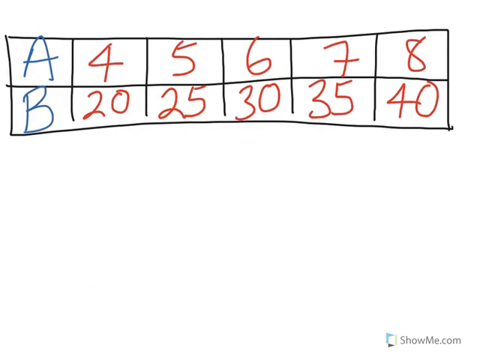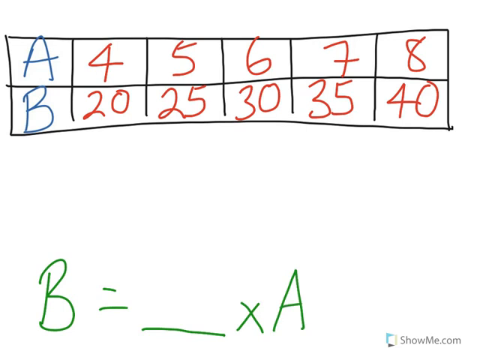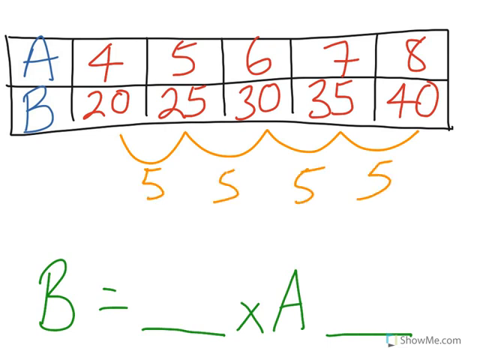Okay, let's have another look at a similar question. We know that our standard form is b, because that's down the bottom, is equal to something times a, and we may need to add or subtract something on the end. So let's have a look at our gap once again. We can see the gap between the numbers is 5 each time. So let's put our 5 in here and see if our rule works.